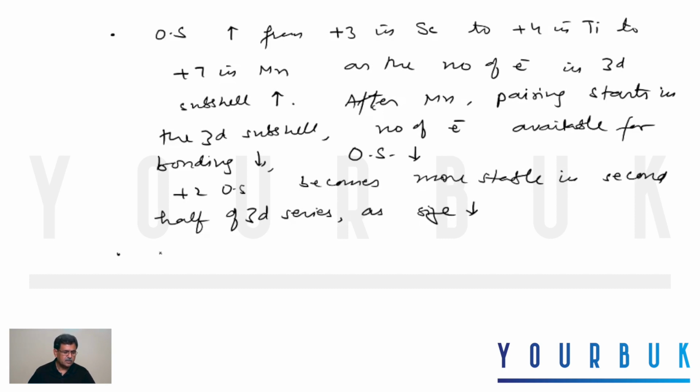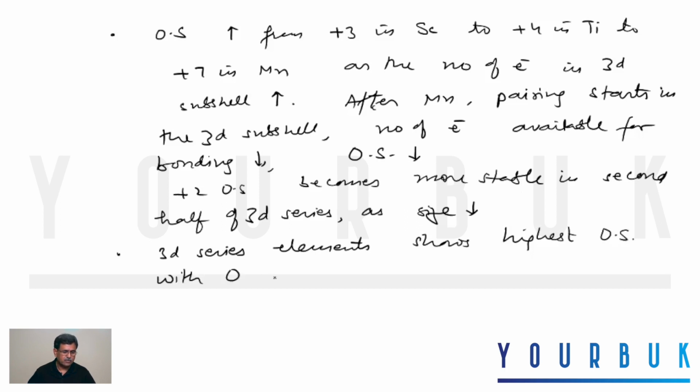Next point is that the 3D series elements show their highest oxidation states with oxygen and fluorine. These are the two most electronegative elements in the periodic table.